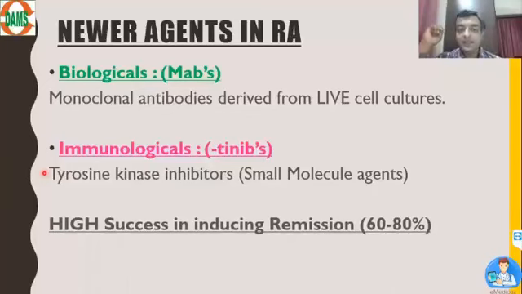So newer agents in RA, what do they have? High success in inducing remission. The newer agents have got high success in inducing remission. So we will ask, then why not start with them only? DMARDs don't have that much success. Newer agents are more successful. Then why not start with the newer agent directly?